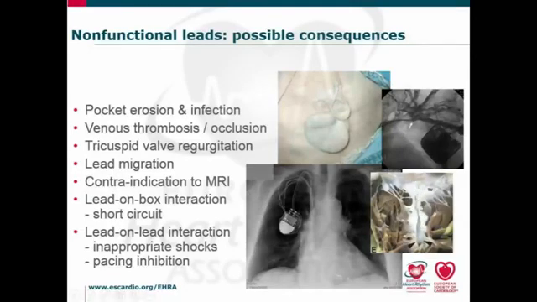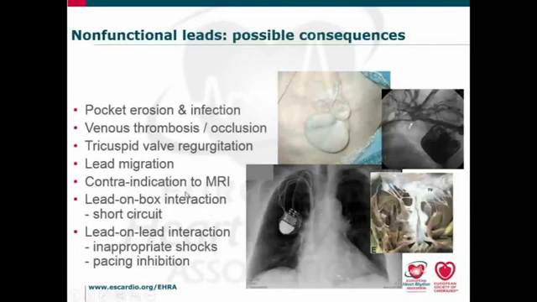We know that these leads, the ventricular leads, may adhere to the tricuspid valve and then cause tricuspid valve regurgitation. And you can imagine that the more leads you have in there, the worse the problem. The leads may migrate if they're not properly fixated and cause arrhythmias. And then, of course, if you have abandoned leads, especially in the ventricle, it's a contraindication to MRI.